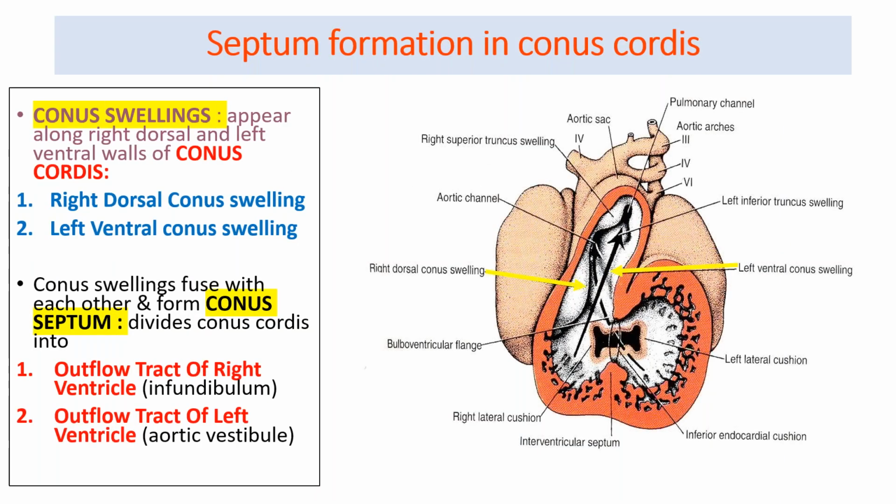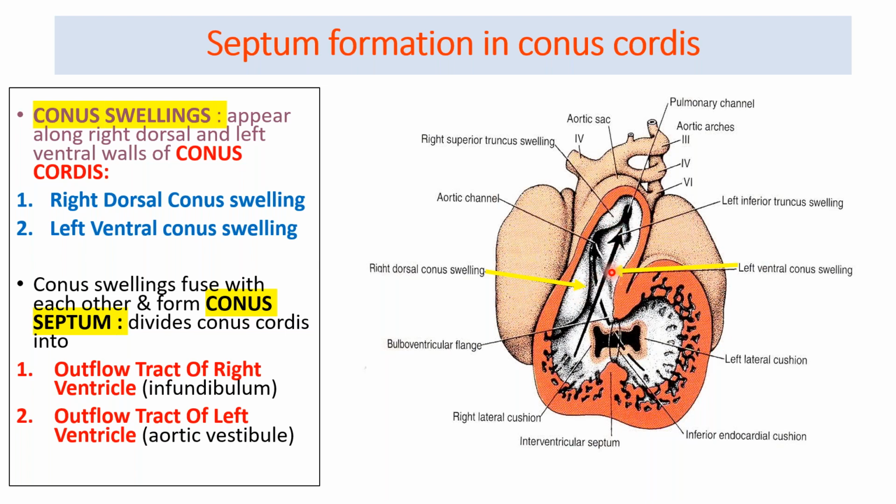Now we are at the second part of the bulbus cordis, which is the middle part of the bulbus cordis. The middle part of the bulbus cordis is called the conus cordis. In the picture over here, we can see the approaching ends of the truncal swellings. So the truncal swellings are approaching each other and forming the truncal septum.